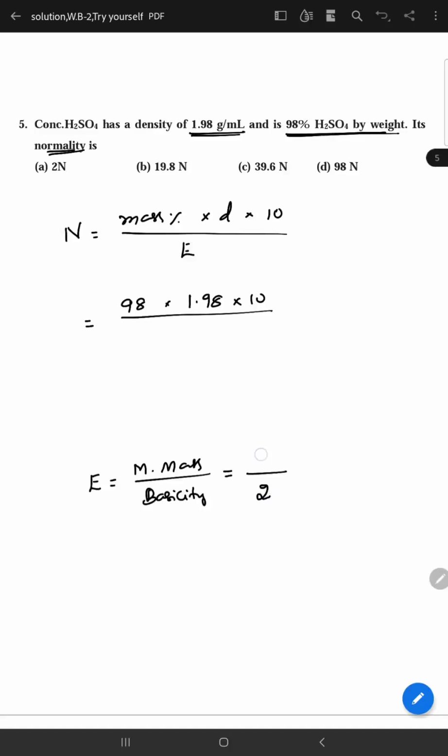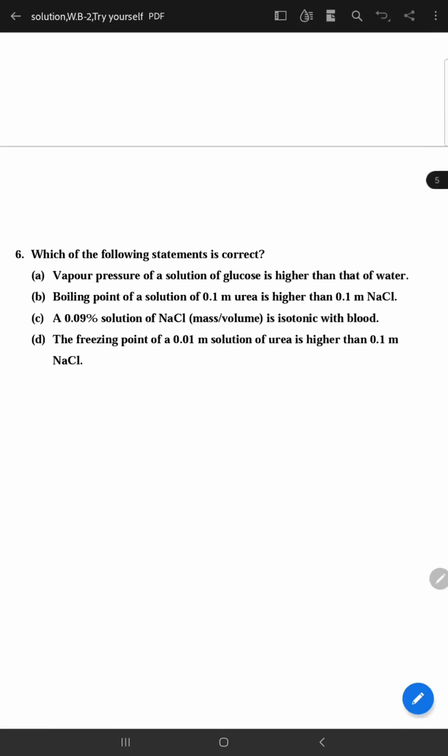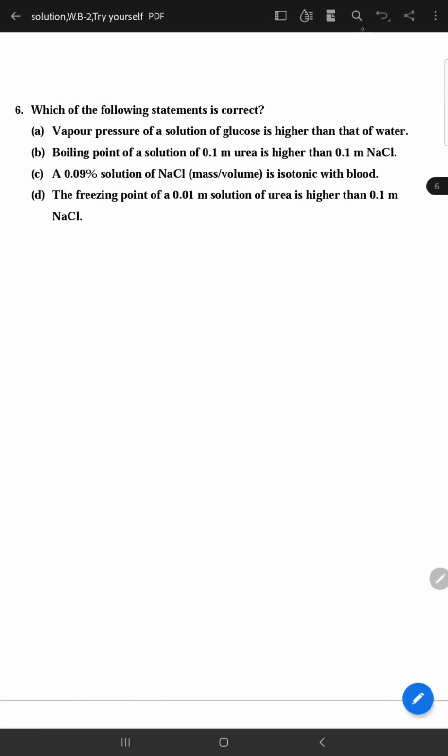And the molecular mass of H2SO4, if you calculate, you will get 98. So if you simplify, the equivalent mass will be 49. So you take that equivalent mass as 49. If you simplify this, you will get 39.6 normal. So therefore, for question number 5, option C is the correct answer. Now we will move on to question number 6. So read that question.